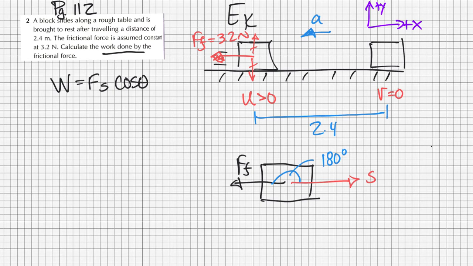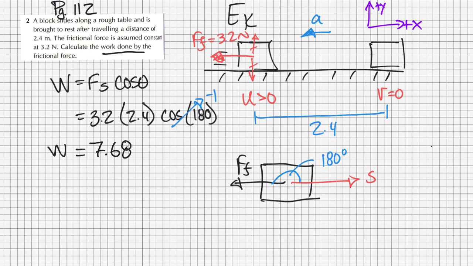So when I'm plugging things into this equation to calculate my work, my force is 3.2 newtons. The displacement is 2.4 meters. And then the cosine of 180, and this is going to be a value of -1. When we combine all those values, we're going to get that our work is going to equal 7.68 newton meters. And that's actually a negative 7.68. So negative 7.68 newton meters.